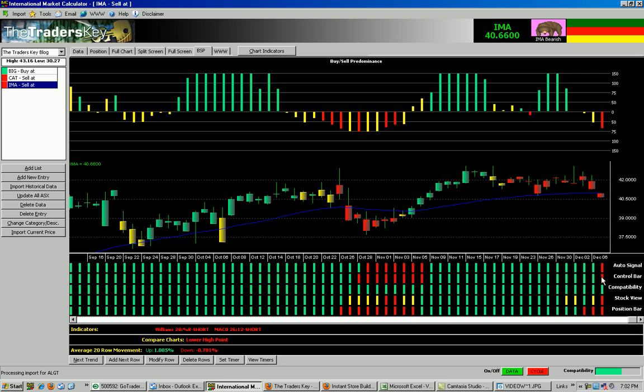Auto signal first red, control bar first red, compatibility green, which is good. Stock view bearish, there's a big pink bear up there, and the position bar has been red for three also. Stock view's red, yep, red. So it's all good. So there we have it, I'm selling 100 shares of IMA at the market on the open tonight, Wednesday in the US. And they closed at 40.66.